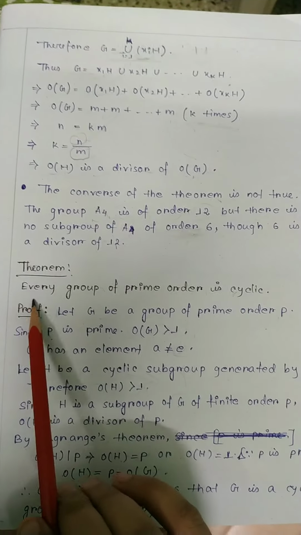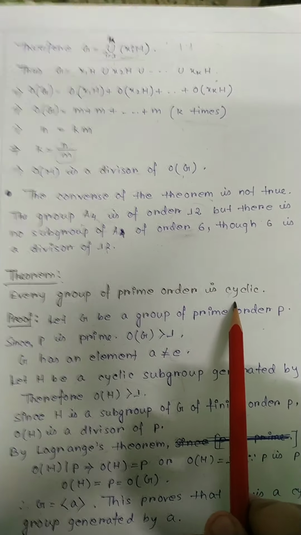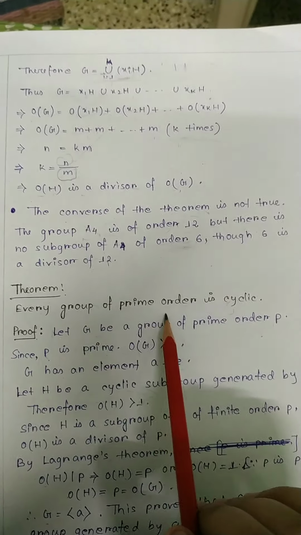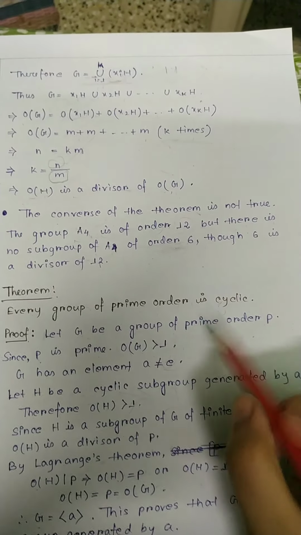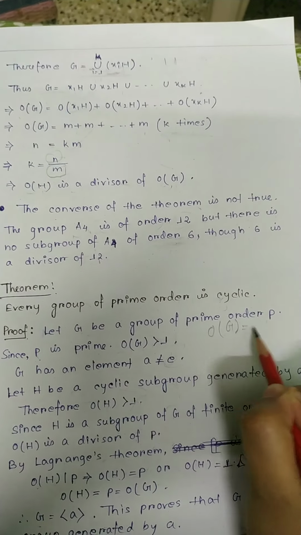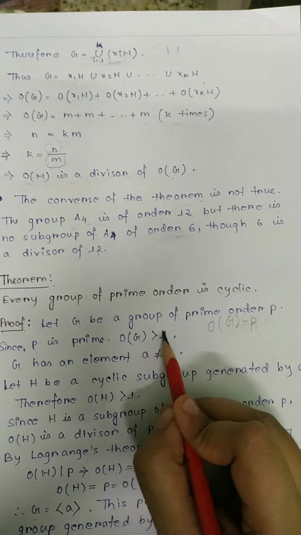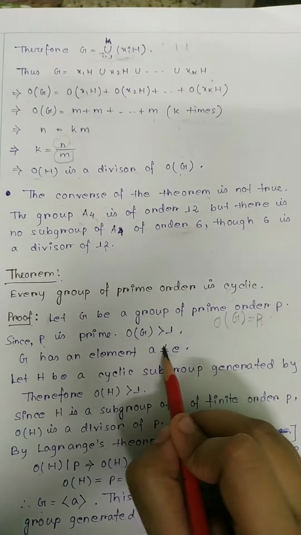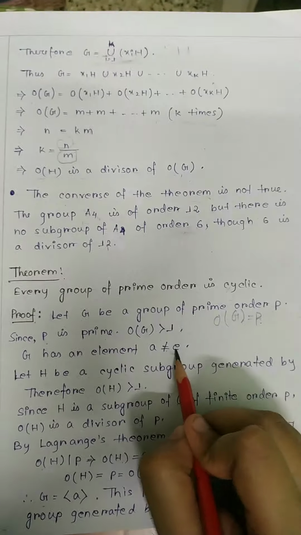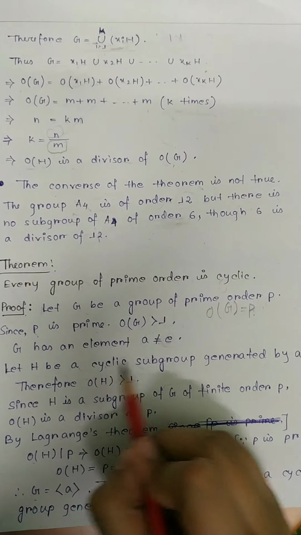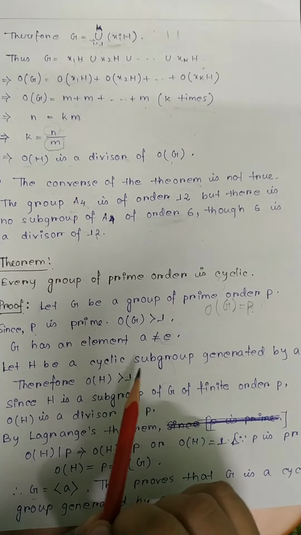From this theorem, the second theorem is: every group of prime order is cyclic. Let G be a group of prime order P. The order of group G is P, and P is prime, so the order of G is greater than 1. So G has an element a not equal to the identity. Let H be the cyclic subgroup generated by a.